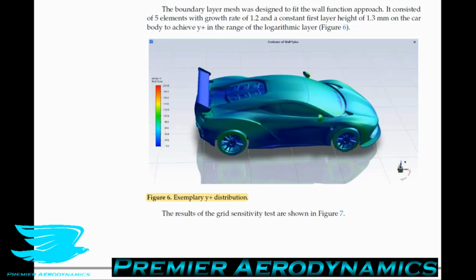Y plus and the k-epsilon approach in general is not great, so having a y plus of 30 is not going to make it much worse. Having a y plus of like 100 or 200 is then a problem. But most of this car is 30 or below, or 40 or below, so that's okay.